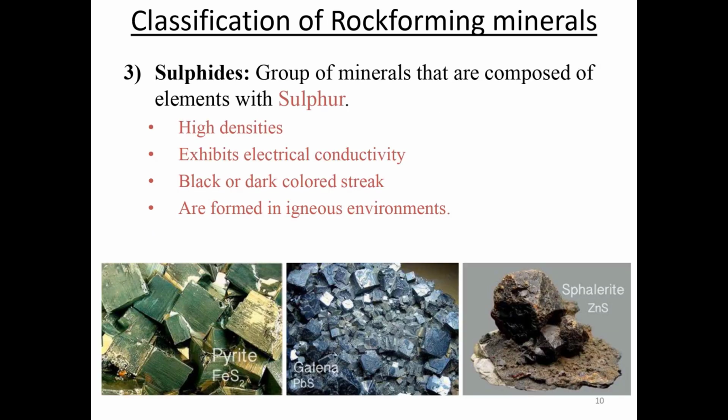3. Sulfides, composed of elements combined with sulfur. High densities. Exhibit electrical conductivity. Black or dark-colored streak. Often formed in igneous environments. The pictures of sulfides in the form of pyrite, FeS, galena, PbS, and sphalerite, ZnS, are shown below.